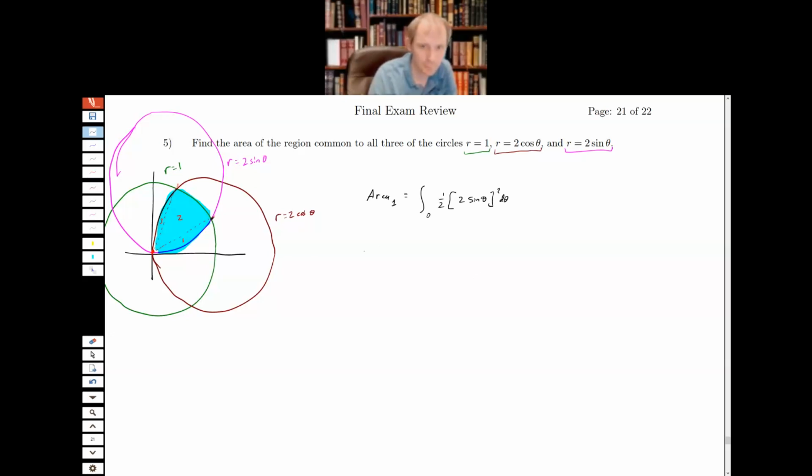Okay. Area 2 is going to, if I think about rays, I start at the origin and I go out until I hit the green circle. The green circle is r equals 1. So this is going to be 1/2 times 1 squared d theta. And it's going to pick up where area 1 stopped, and it'll go to this other intersection point. We'll come back and get the intersection points in a second. Okay, then area 3 is going to start wherever area 2 left off, and these rays are going to go out and hit the brown circle, which is r equals 2 cosine theta.